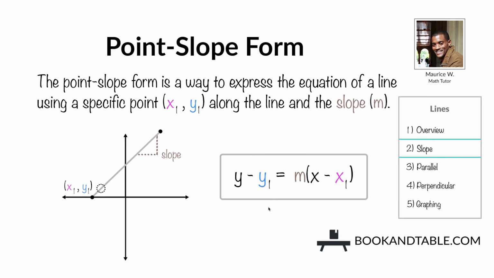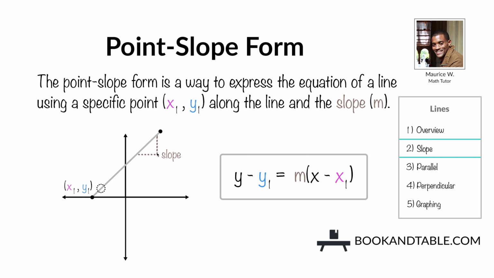Point slope form is another way to do so. The point slope form is a way to express the equation of a line using a specific point along the line and the slope, m. So the point slope form is y minus y1, the y coordinate of that specific point, is equal to m, our slope, times x minus x1, x1 being the x coordinate of the point.